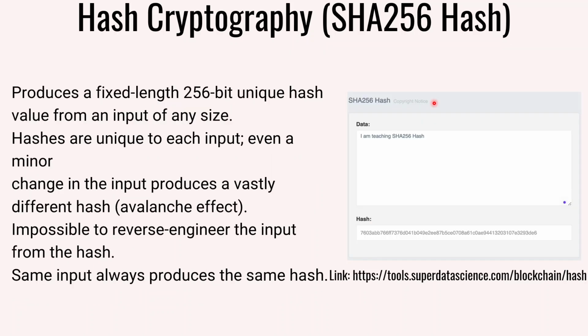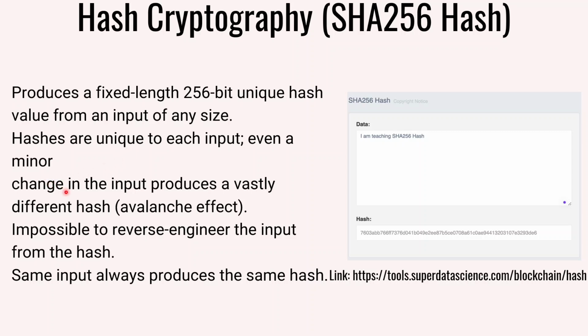Now, there is a screenshot from the website tools.superdatascience.com where there is a demonstration of how data is converted to a hash. You can check this out. You can write anything here and a hash value for that data will be shown. So it produces a fixed-length 256-bit unique hash value from an input of any size, and hashes are unique to each input, even a minor one. This is a very important point: hashes are unique to each input, regardless of its size or characteristics.